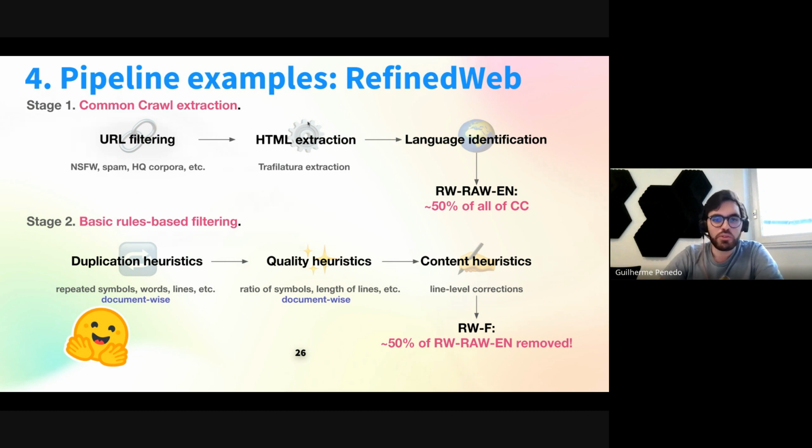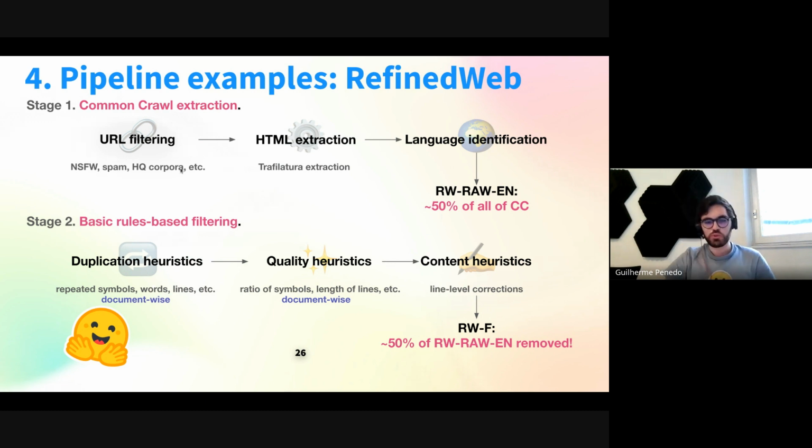And then we performed the XML extraction. So we use Trafilatura, we get the main text, we filter out anything that is not English. And this already removes like 50% of all the documents in Common Crawl. And then we apply some of the rules-based heuristics filtering.